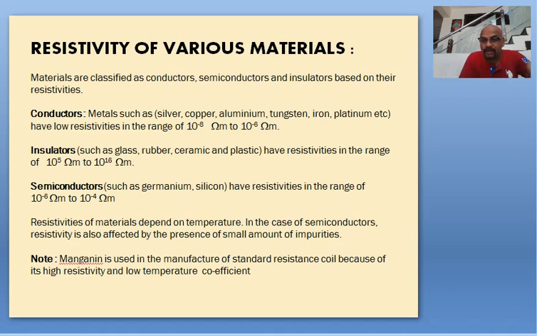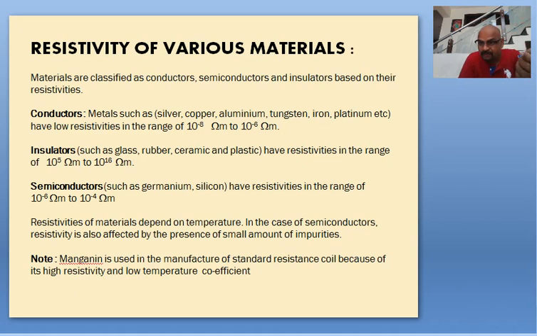And again, one note is there: manganese is used in the manufacture of standard resistance coil because it has got high resistivity and low temperature coefficient of resistance. You will understand that in the later part. So manganese is used in making standard resistance coils because they have got high resistivity and the temperature coefficient is less. What it means? The resistance does not vary too much if the temperature varies.